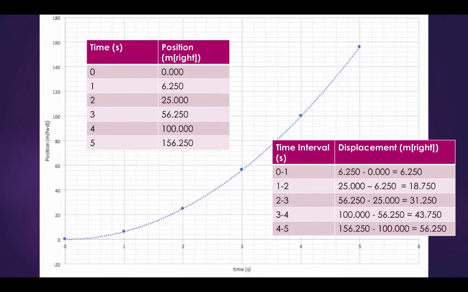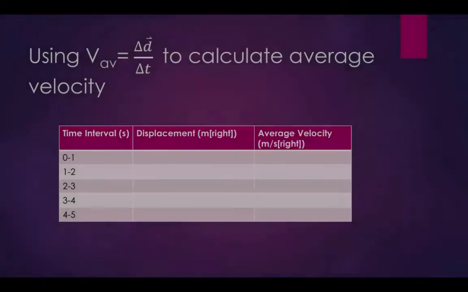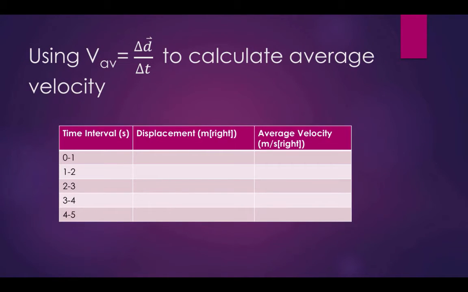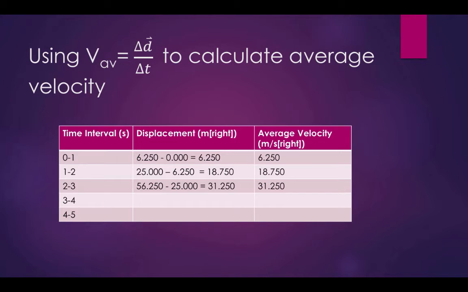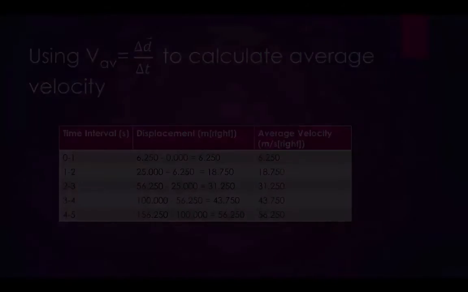We can, however, calculate average velocity for each interval of 1 second. The average velocities can be calculated by using the formula delta d divided by delta t. For the first time interval, it calculates as 6.25 meters per second to the right, then 18.75, 31.25, 43.75, and finally 56.250 meters per second to the right.